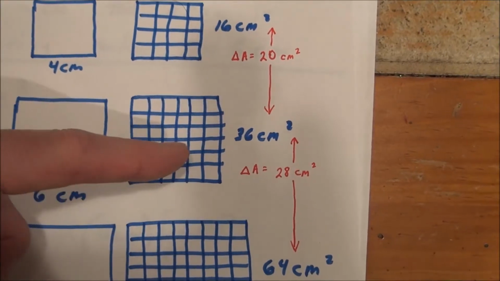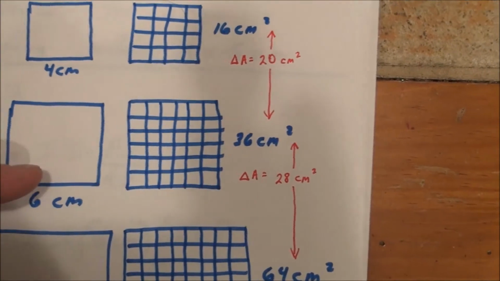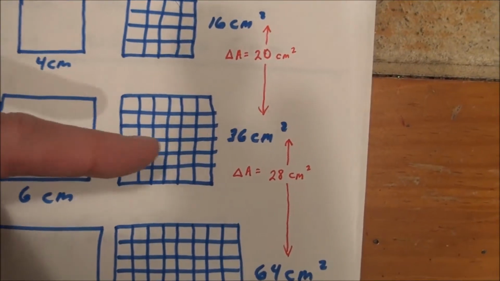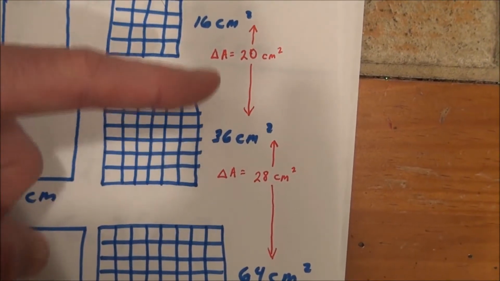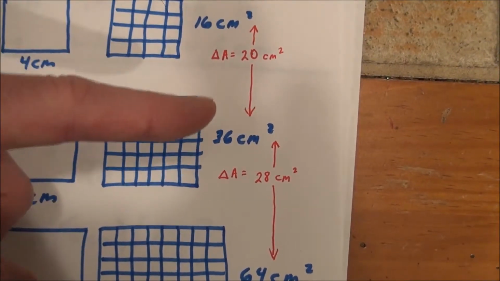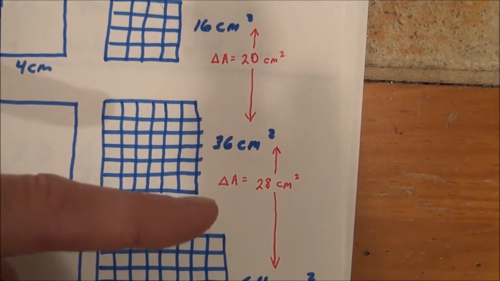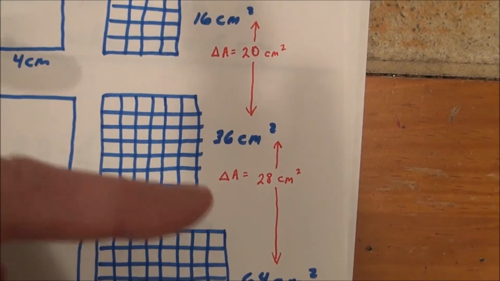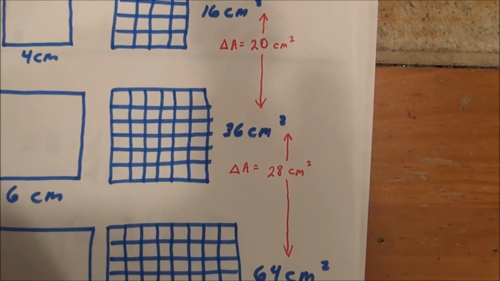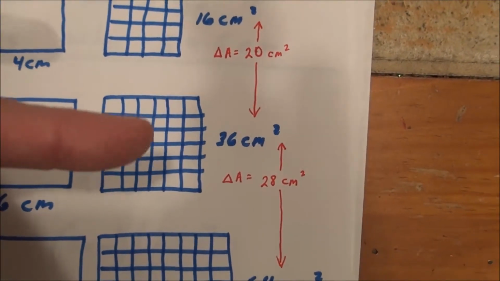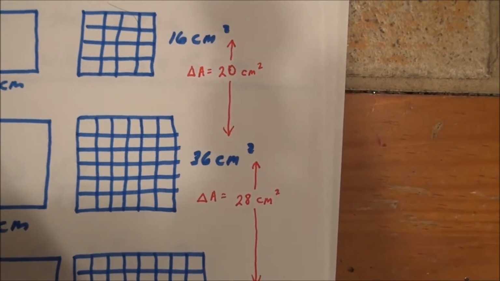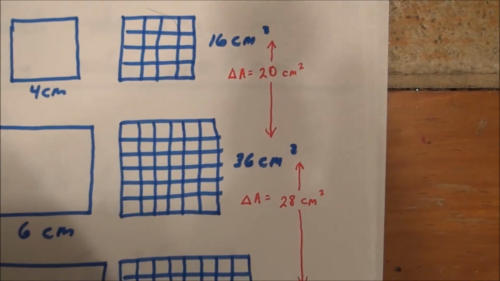So right in the middle, at the moment when the side is 6 centimeters, the average between what just happened in the second preceding that moment and the second following that moment, the average between 20 and 28, is 24 centimeters squared. So at that exact moment in time, the area is changing at a rate of 24 centimeters squared.